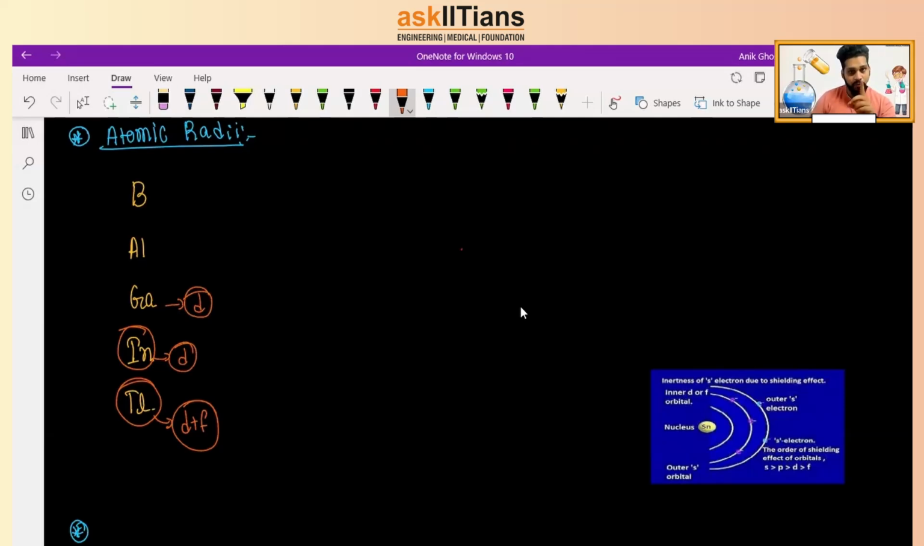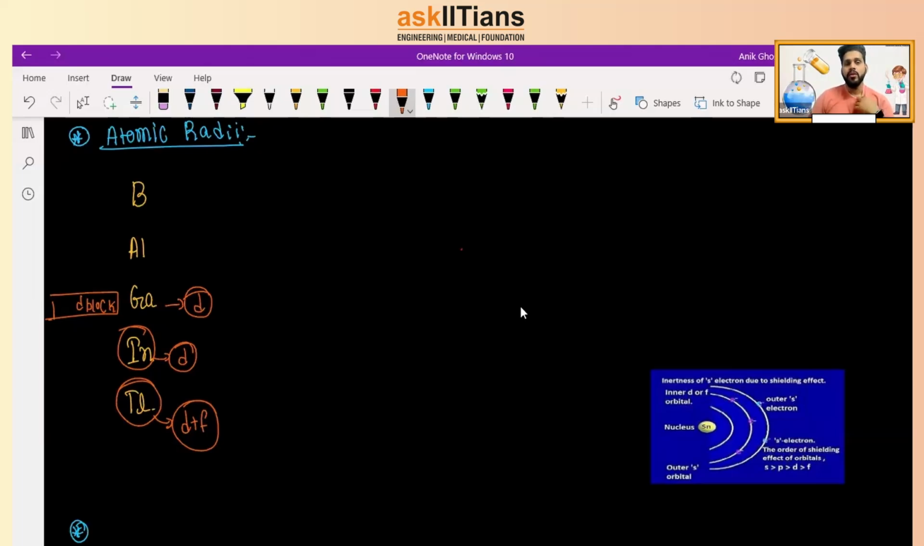Boron and aluminium are not experiencing anything as such, because gallium is in the same period with the d block elements actually. Scandium to zinc, after that gallium. So that is where the d block elements are. That is what gallium is doing.